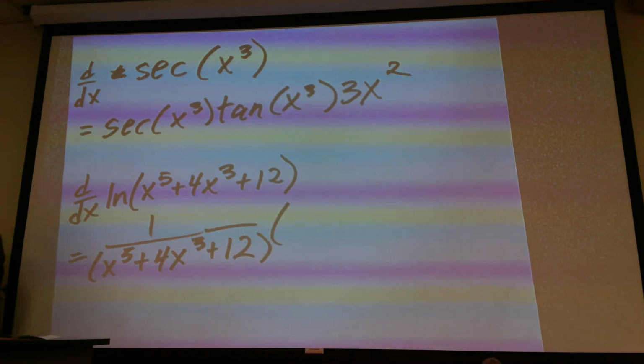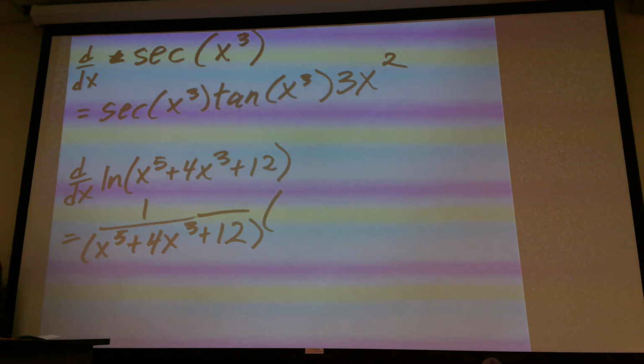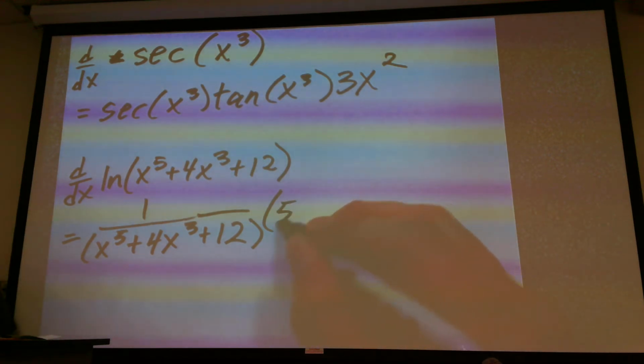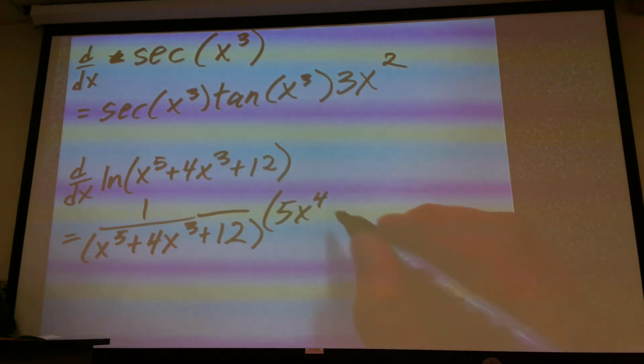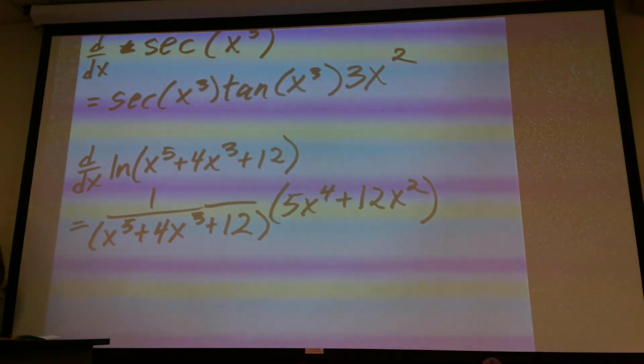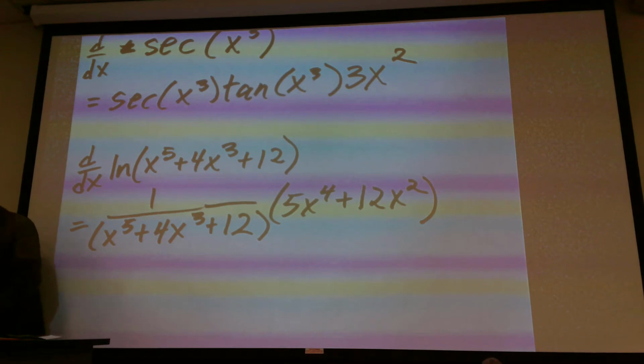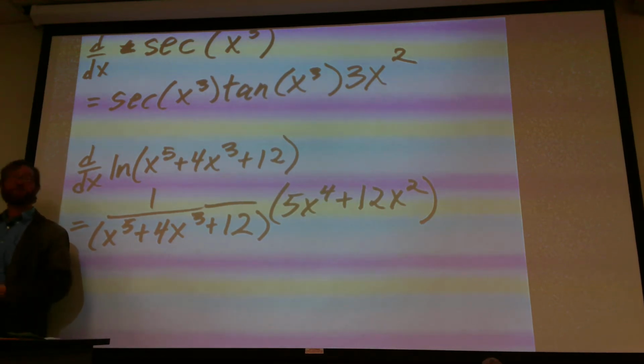Okay, so we force that guy down to the bottom, and now we're going to multiply by the derivative of the guy that we forced down to the bottom. So this first one is 5x to the 4th, and this one is 12x squared. Okay, that's our derivative. Okay, let's go ahead and go on to our second page, or third page.